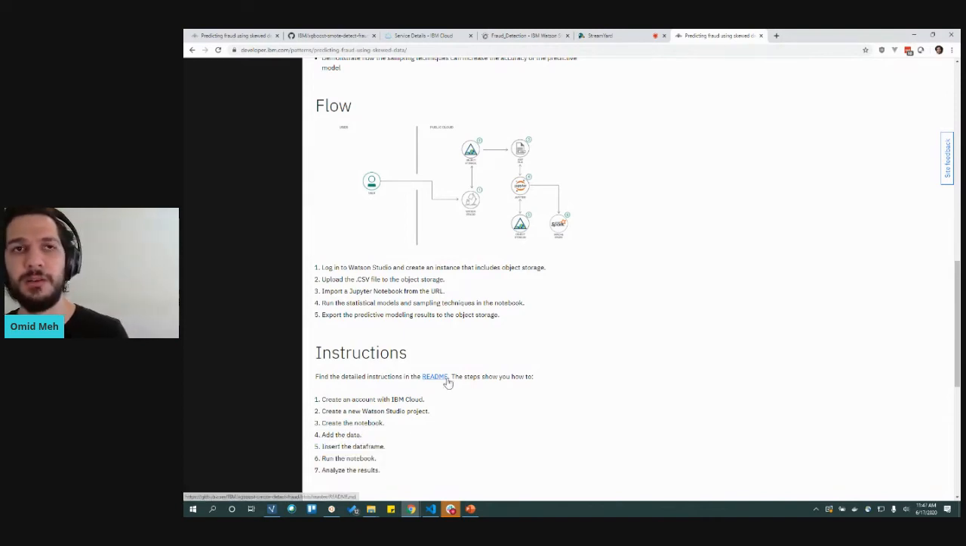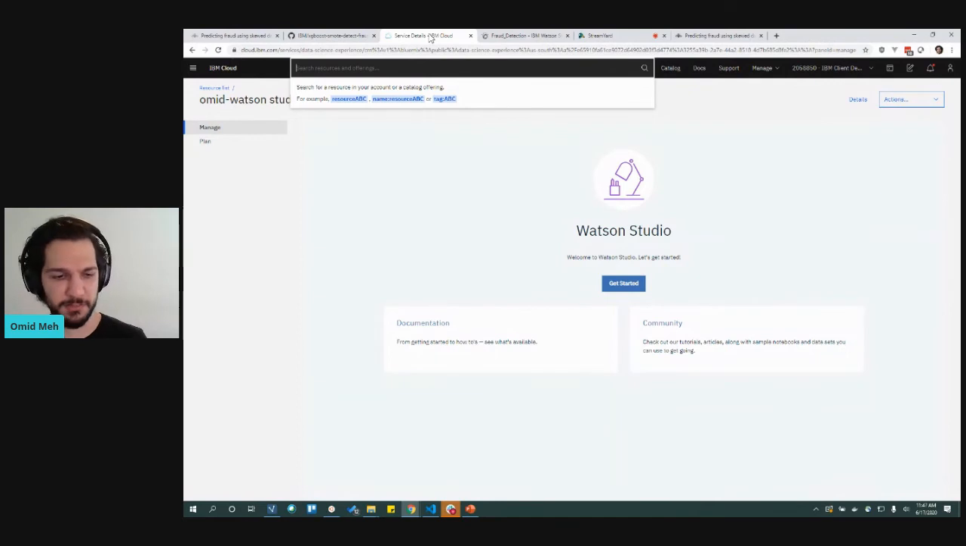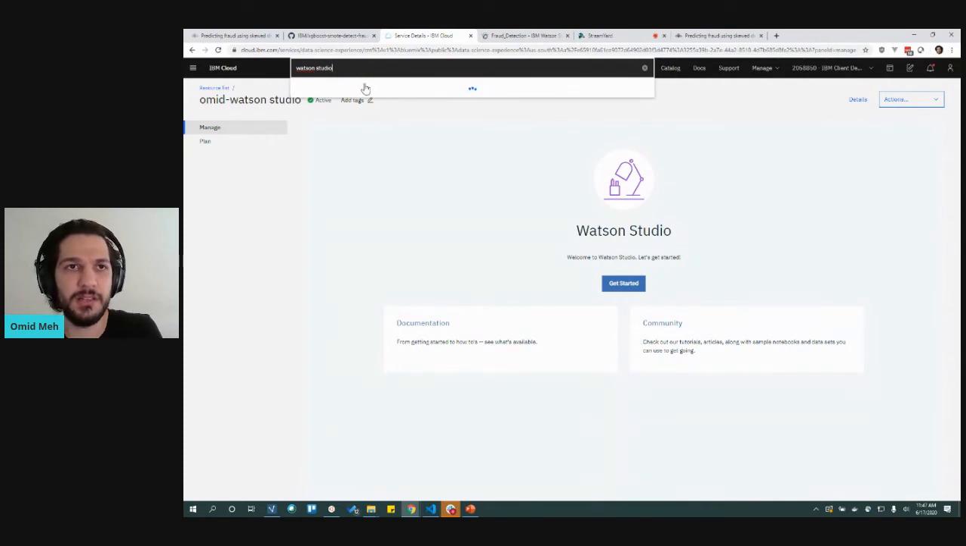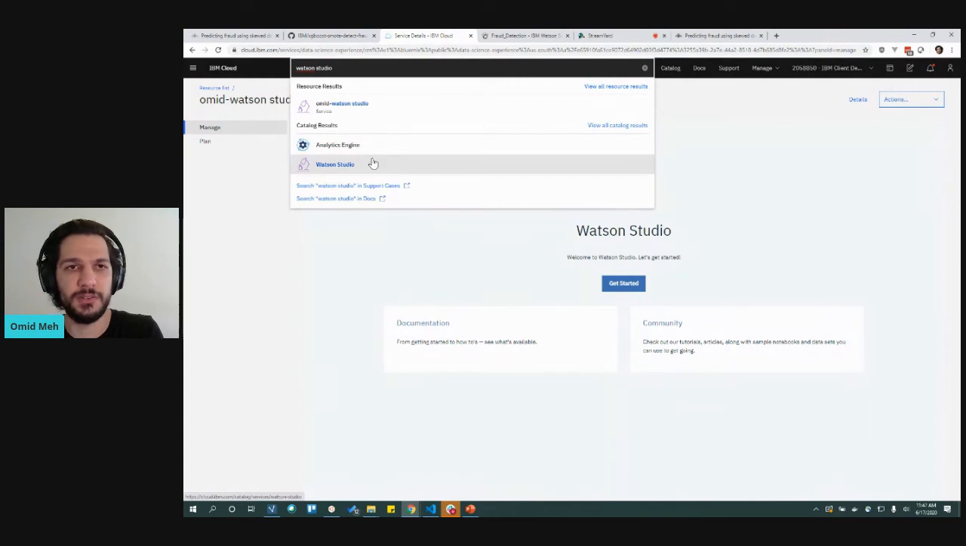So I'm going to show you how you do it. You basically go to cloud.ibm.com. For the interest of time, since I have only 10 minutes left, I'm going to speed through these parts. Once you create your account and log in, you type Watson Studio in the search, and then you click on the new Watson Studio that comes down here. You create a new instance, give it a name, and then you're good to go.